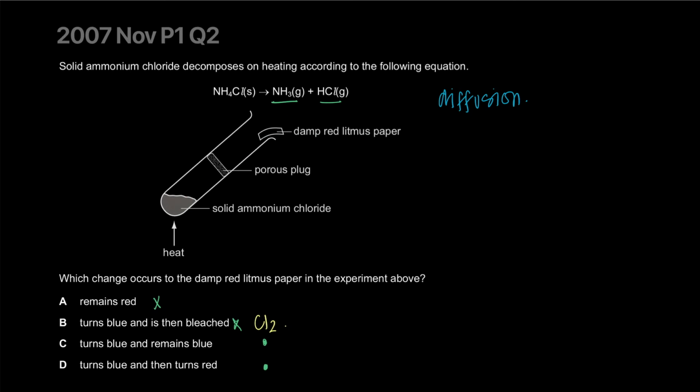So between the two, which one is heavier? Ammonia has an Mr of 17 and HCl has an Mr of 36.5. Hydrochloric acid is a lot heavier, so it'll stay behind and dominate the litmus paper. So it's going to turn blue first, then it's going to turn red. So the correct answer is D.